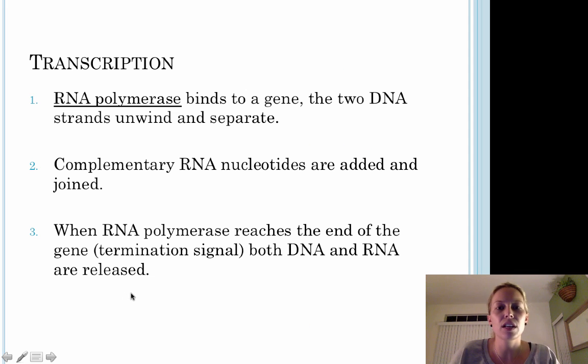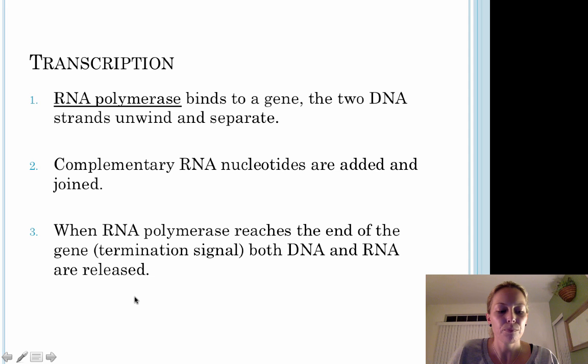So let's take a look at the steps of transcription. First off, we have RNA polymerase. RNA polymerase is an enzyme, again, because it ends in ASE. And RNA polymerase binds to a gene. A gene codes for a specific trait.